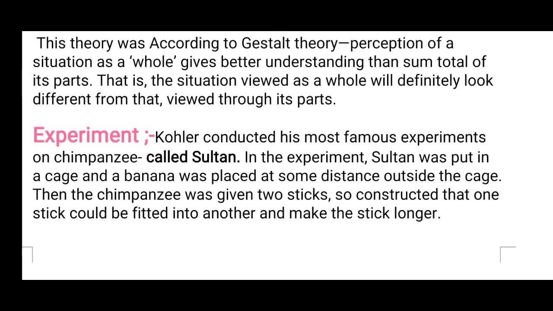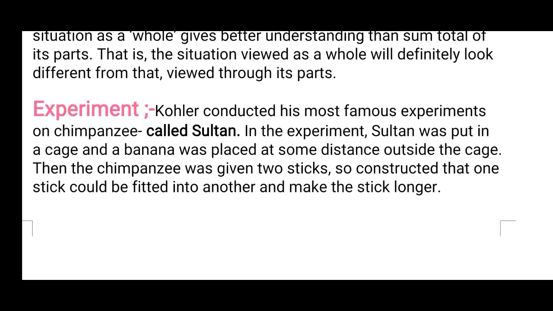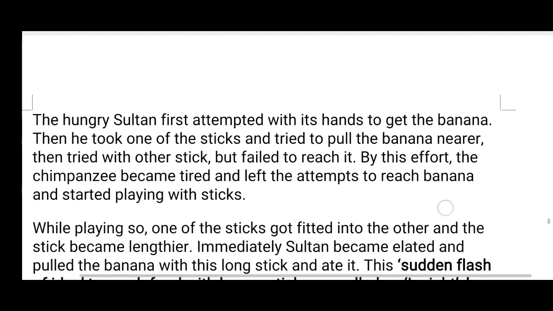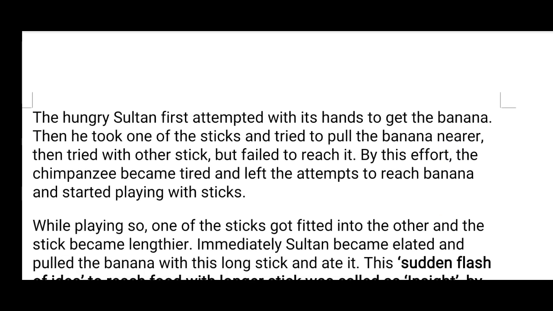Experiment: Kohler constructed his famous experiment on a chimpanzee called Sultan. In the experiment, Sultan was put inside a cage and a banana was placed at a distance outside of the cage. The chimpanzee was given two sticks so constructed that one stick could be fitted into the other to make a longer stick. The hungry Sultan first attempted to get the banana, but he could not get it and failed to reach it.